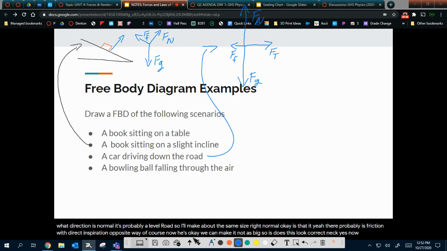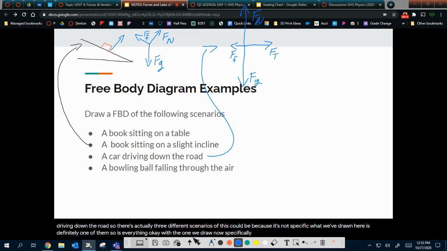Yes. Now, here's the secret. If we look carefully at this third scenario, it just says a car driving down the road. It doesn't really give us any details. It just says the car is driving down the road. So there's actually 3 different scenarios that this could be because it's not specific. What we've drawn here is definitely one of them. So is everybody okay with the one we've drawn?